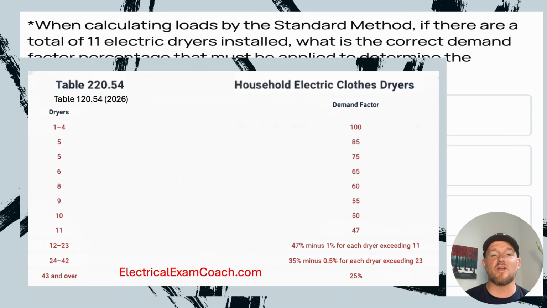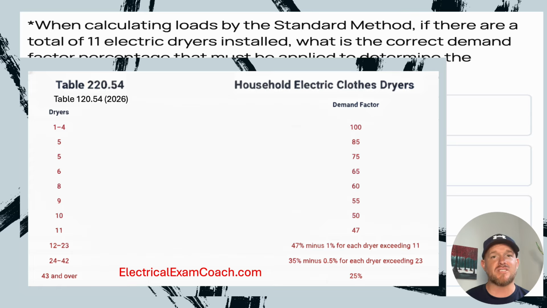And for this one, we are going to head to Table 220.54 in the 2023 and previous. And in the 2026 and later, we're going to head to Table 120.54. When we get there, we always read the black bold heading to make sure that we're in the right table. It says household electric dryers. I feel good about it.